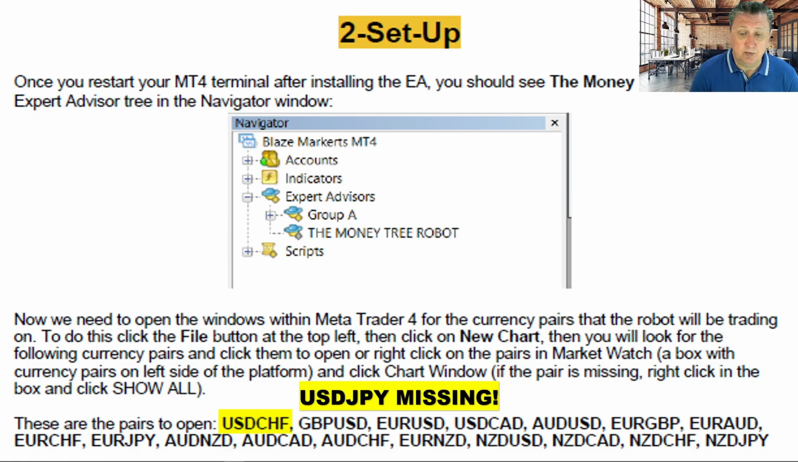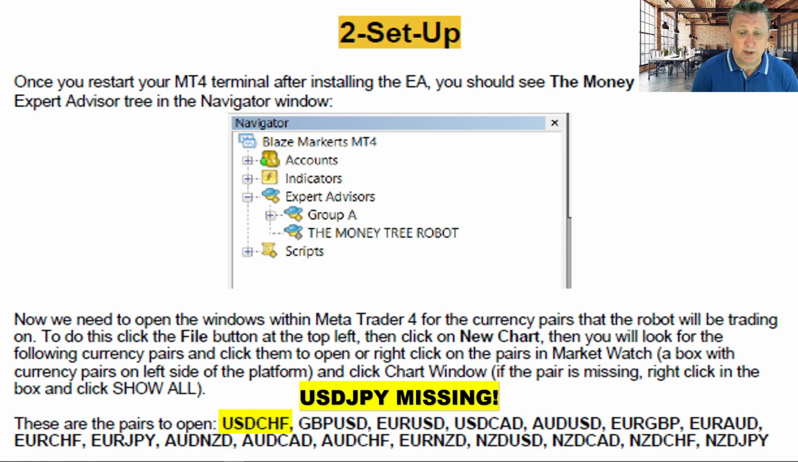There were up to 17 in here, and on the Blaze broker we actually had all 17. On the IG broker, we only have 16 because the broker didn't support one of the currency pairs in here. And that might also be different from the broker that you're using.